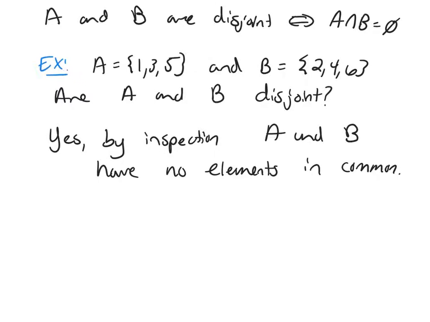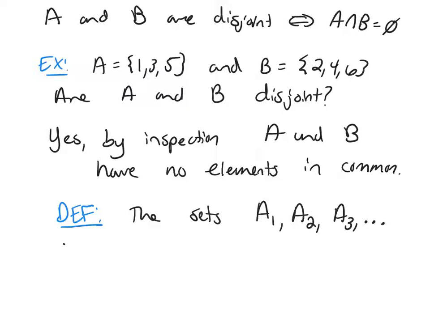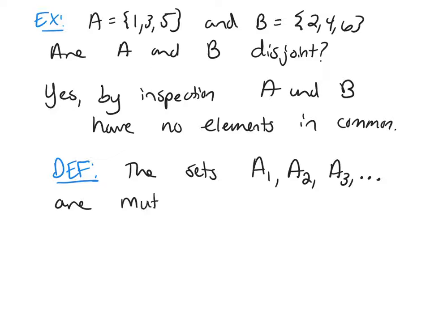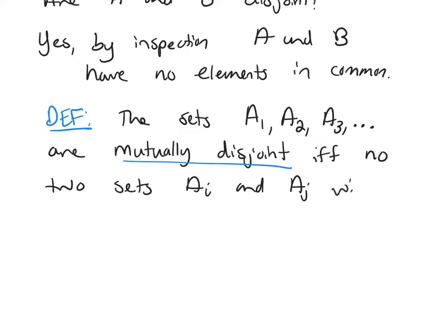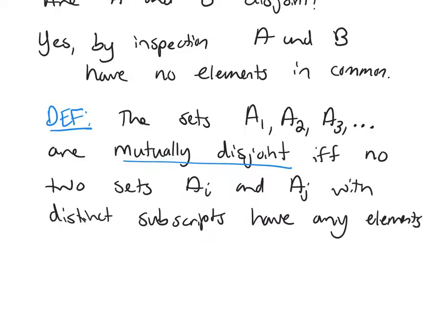Okay, so now that we know what it means for two sets to be disjoint, let's talk about what it means to be mutually disjoint. So now we could have more than two sets. The sets A1, A2, A3, however many sets you want, are mutually disjoint if and only if no two sets Ai and Aj with distinct subscripts have any elements in common.